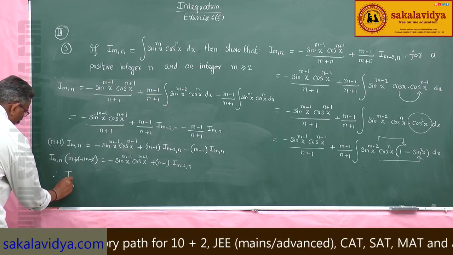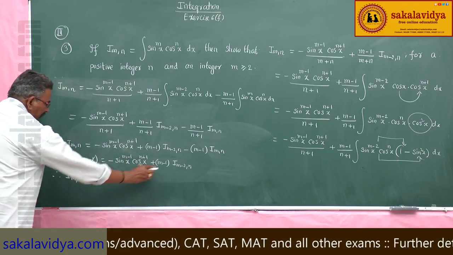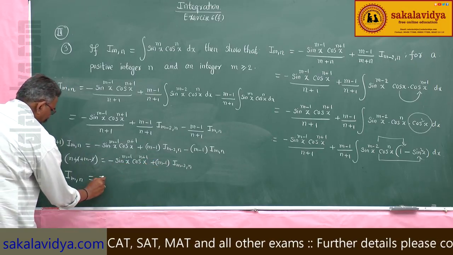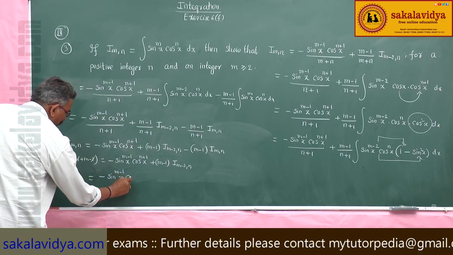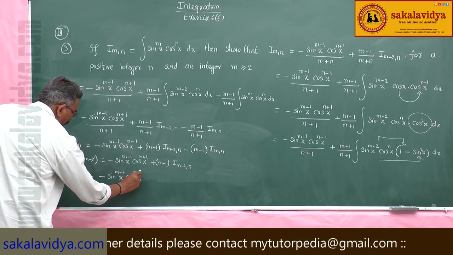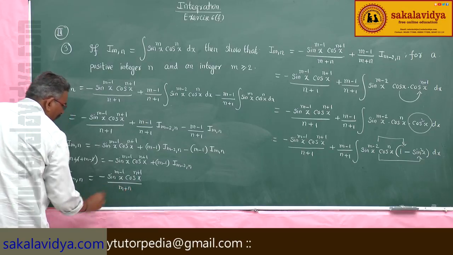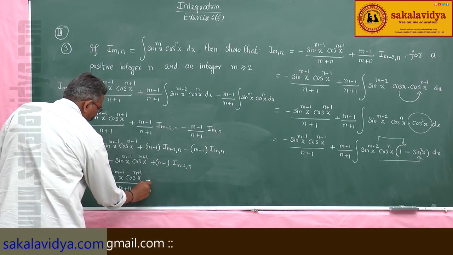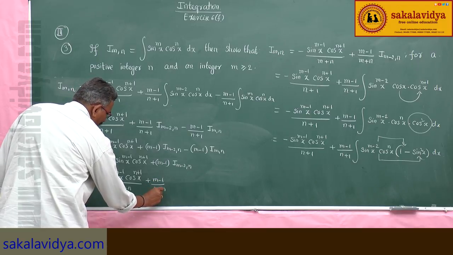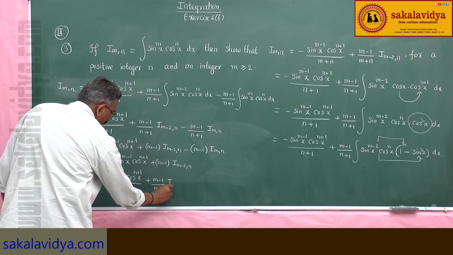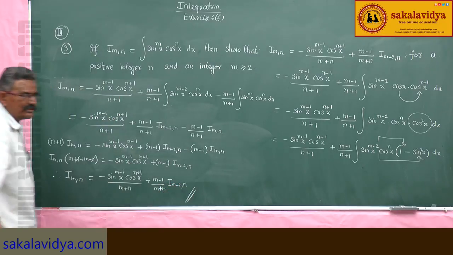Therefore, I(m,n) is equal to this by m plus n: minus sin x to the power of m minus 1 cos x to the power of n plus 1 by m plus n, plus m minus 1 by m plus n I(m minus 2, n). Hence, it has been proved.